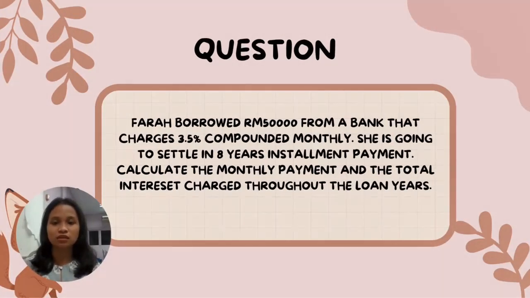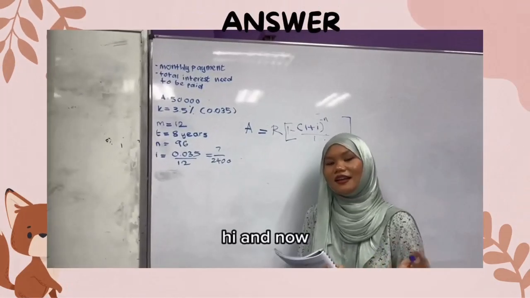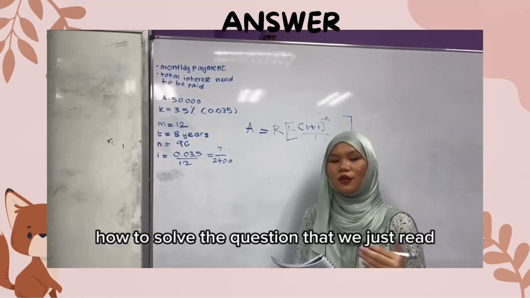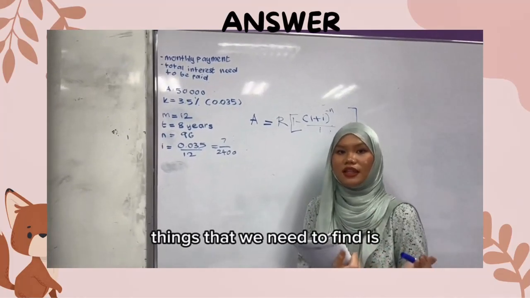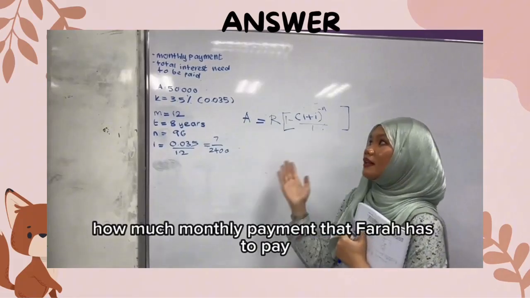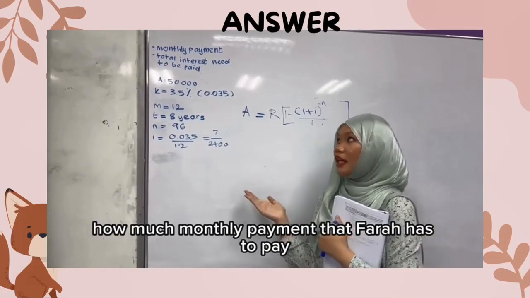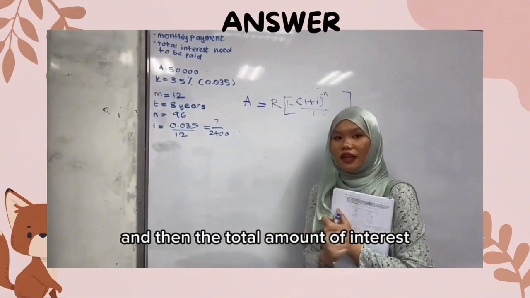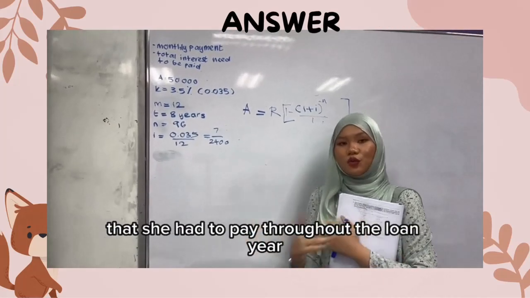So the question given is, Farah borrowed 50,000 from a bank that charged 3.5% compounded monthly. She is going to settle in 8 years of installment payments. Calculate the monthly payment and the total interest charge throughout the loan years. Hi, and now I'm going to show you guys how to solve the question that we just read. Things that we need to find are how much monthly payment Farah has to make, and then the total amount of interest that she has to pay throughout the loan years.